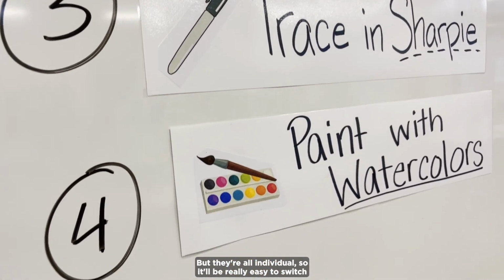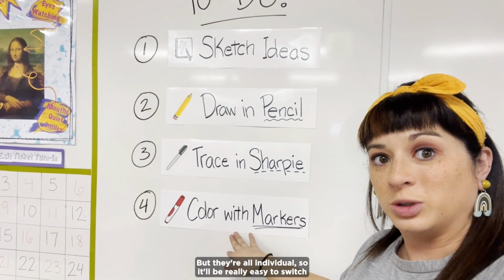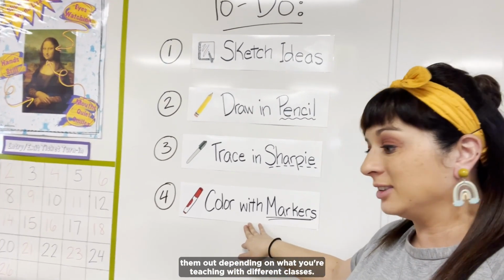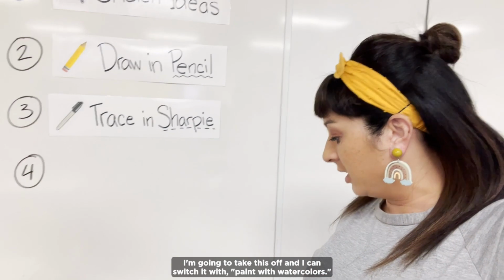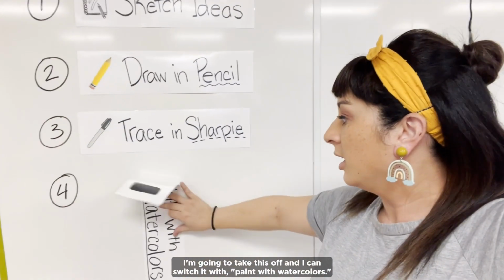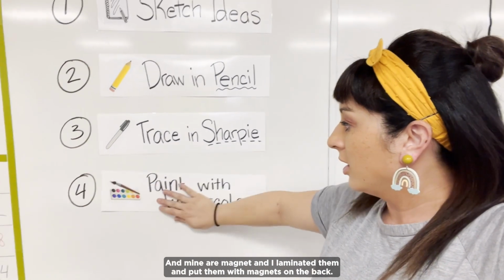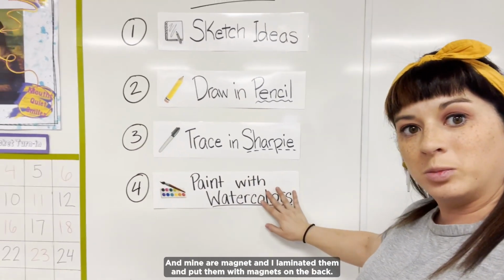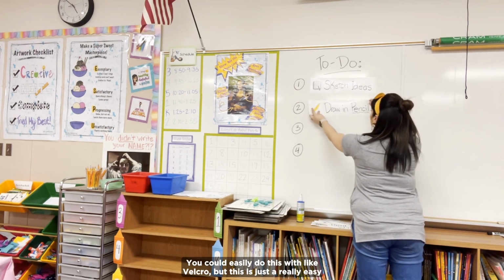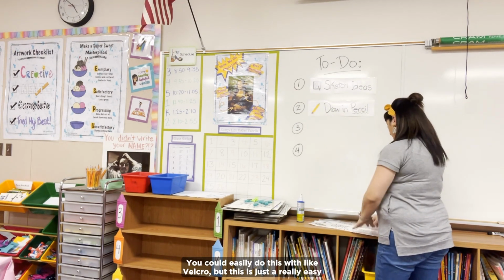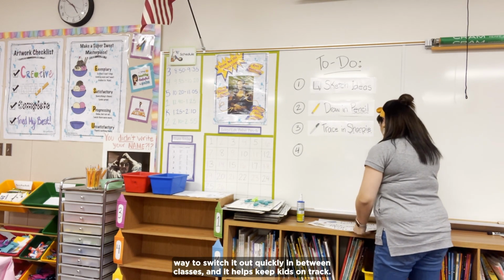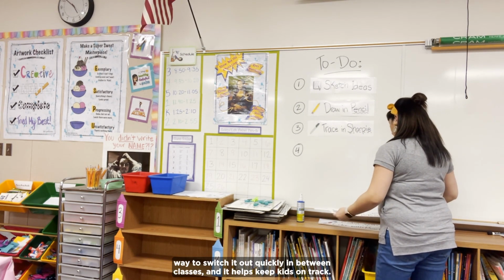But they're all individual, so it'll be really easy to switch them out depending on what you're teaching with different classes. I'm gonna take this off and I can switch it with paint with watercolors. And mine are magnets. I laminated them and put them with magnets on the back. You could easily do this with Velcro, but this is just a really easy way to switch it out quickly in between classes, and it helps keep kids on track.